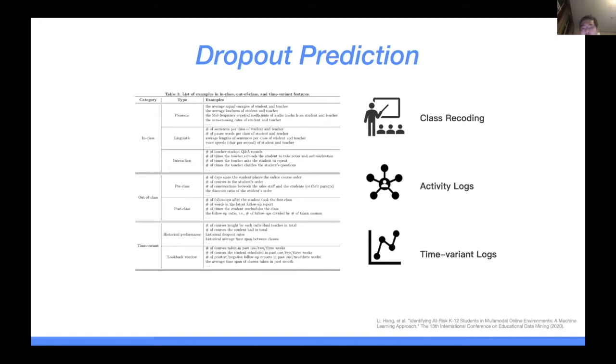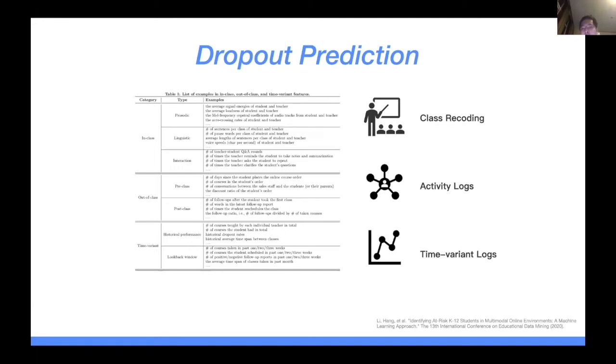And therefore, it's crucial to build an early dropout warning system to identify such at-risk online K-12 students and provide timely interventions. We applied an early fusion approach to a distinguished set of features, which can be divided into three categories. The first is in-class features that focus on K-12 students' online behaviors during the class. And the second is out-of-class features that consider real-world factors that happen after the class, which may influence the dropout decisions.